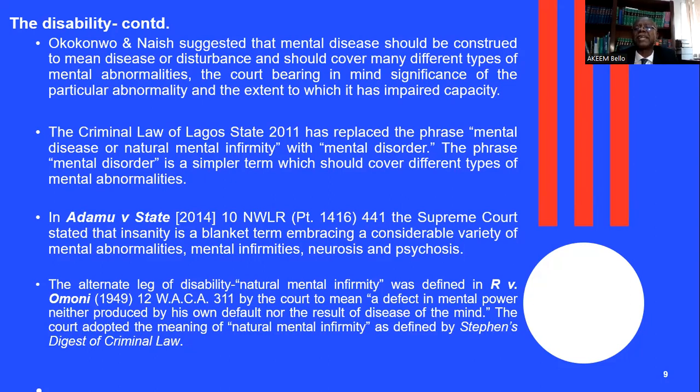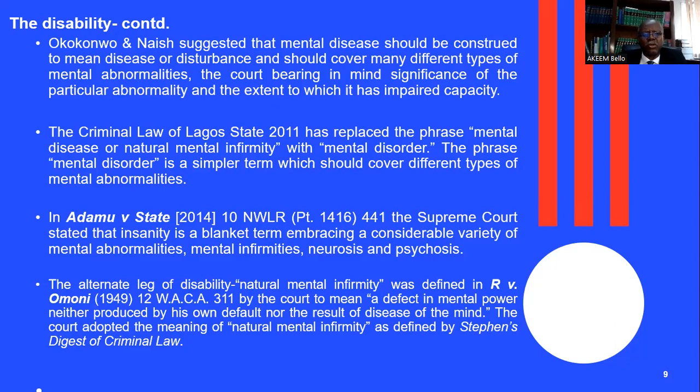Again, mental disorder will also cover different types of mental abnormalities, once it can be shown that it's a condition that affects the mental capacity of the offender and is capable of resulting in the loss of capacity as defined by the provisions of the criminal law. In Adamu and the state, the Supreme Court stated that insanity is a blanket term. It's a very wide term, embracing a considerable variety of mental abnormalities, mental infirmities, neuroses, and psychosis. So it's broad enough to cover mental abnormalities, mental infirmities, neuroses, psychosis, schizophrenia, and various other types of mental abnormalities.